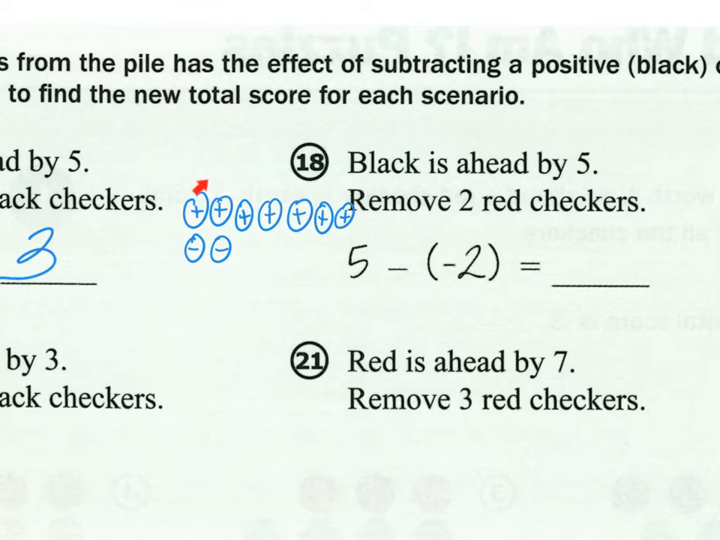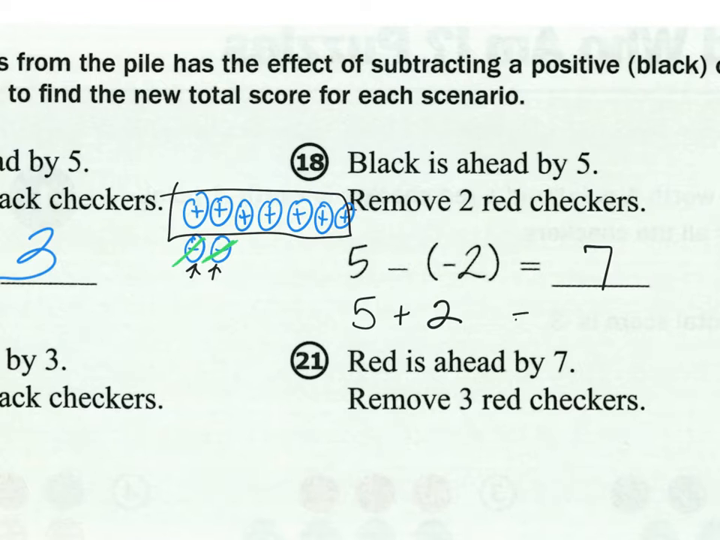If you notice, I have a 0 pair here and here, and so black is currently ahead by 5. So here's my ahead by 5. Now I'm going to remove, or take out, 2 red checkers. And what am I left with? I'm left with 7 black checkers. So what we're trying to see here is that removing those negatives ends up being the same operation as adding 5 plus 2.